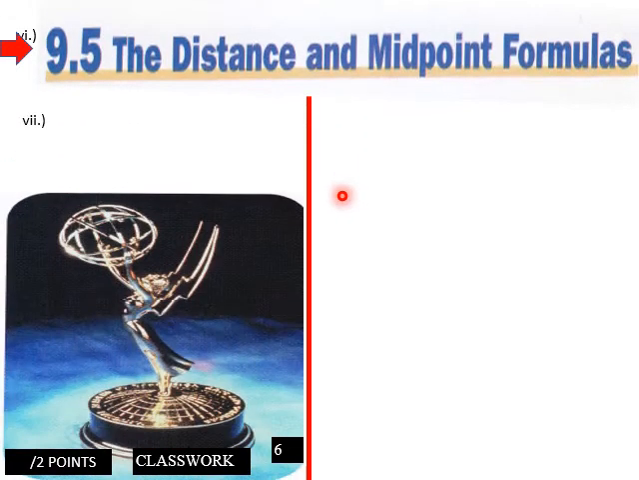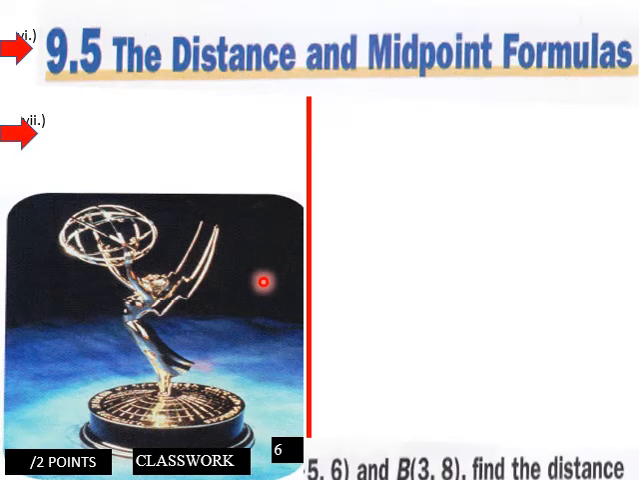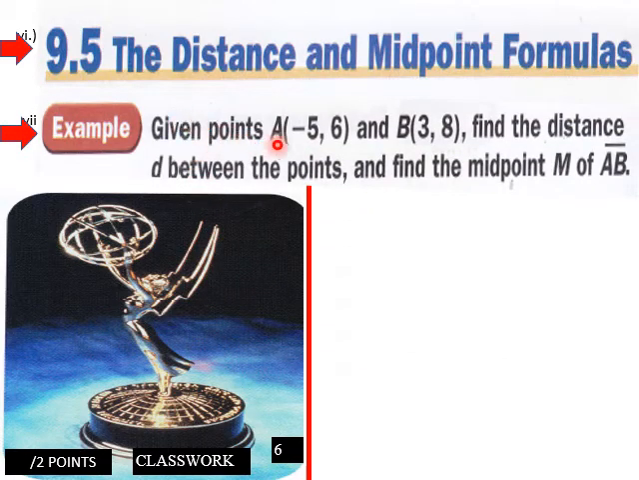Okay, on to the next example here, 9.5, the distance and midpoint formula. Given points A, negative 5, 6 in the ordered pair here, and B would be 3 and 8. Find the distance D between the points and find the midpoint M of line segment AB.